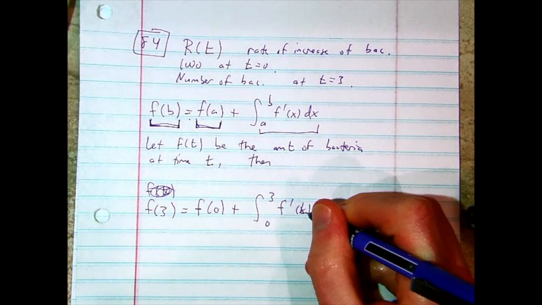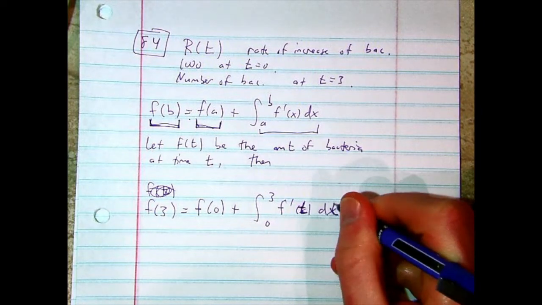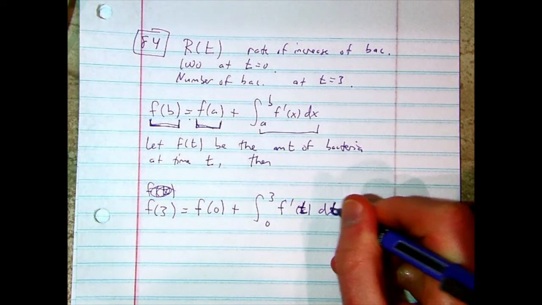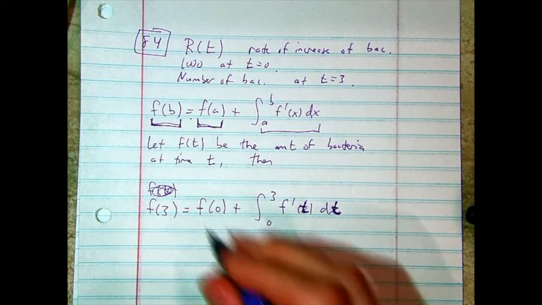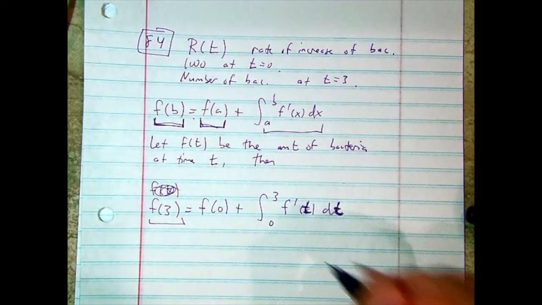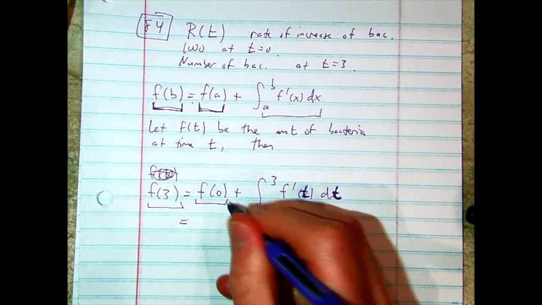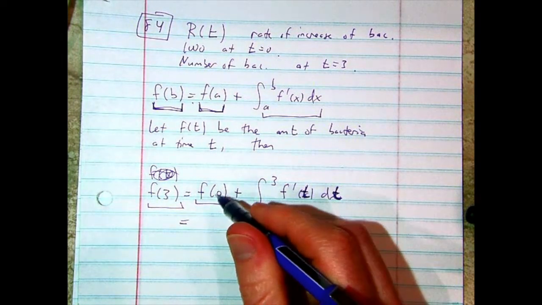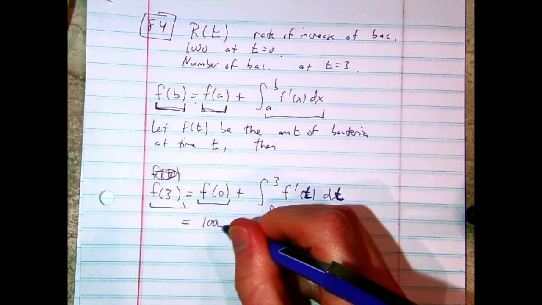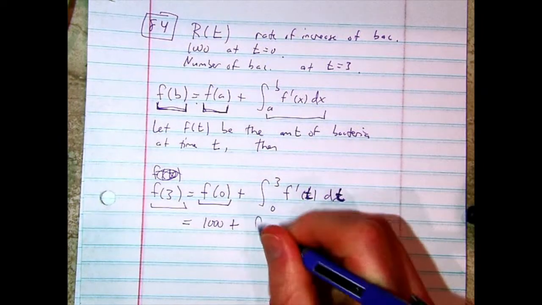Or maybe I should be writing t, right? The independent variable is actually t here, so I should be calling it t. All right, so this is the thing that we're trying to find, right? It's the amount of bacteria at time t equals 3. f of 0, that's the amount of bacteria when t is equal to 0. We know what that is. It's 1,000. Plus, integral from 0 to 3.